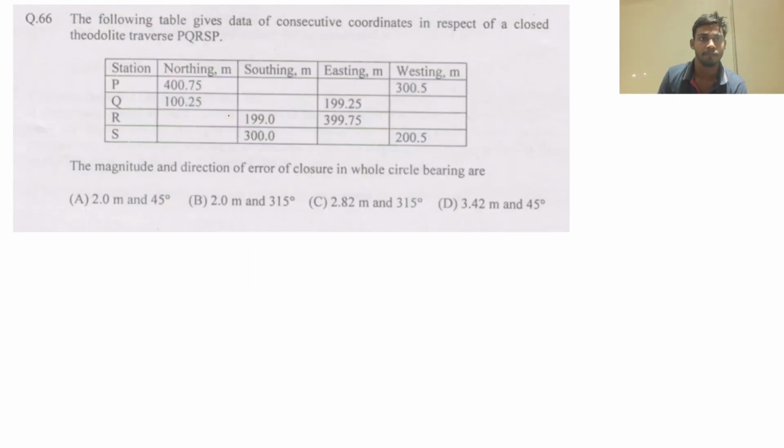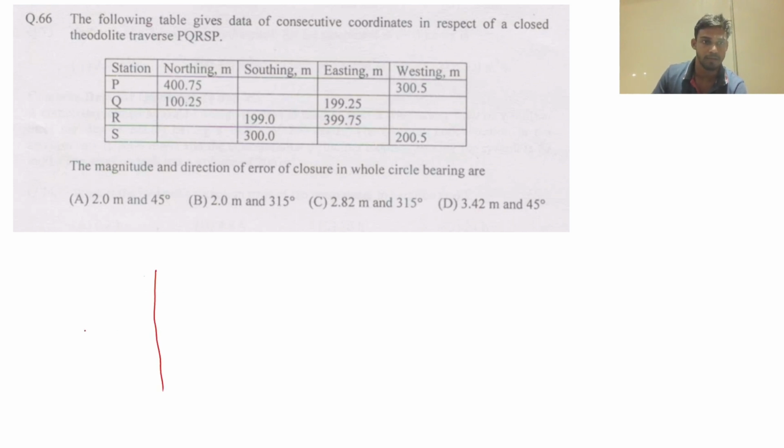The following table gives data of consecutive coordinates in respect of closed traverse. So latitude and departure of stations are given. The question asked is the magnitude and direction of error of closure in whole circle bearing. So first of all, we have to calculate the error of closure. For that, we need error in latitude and error in departure.